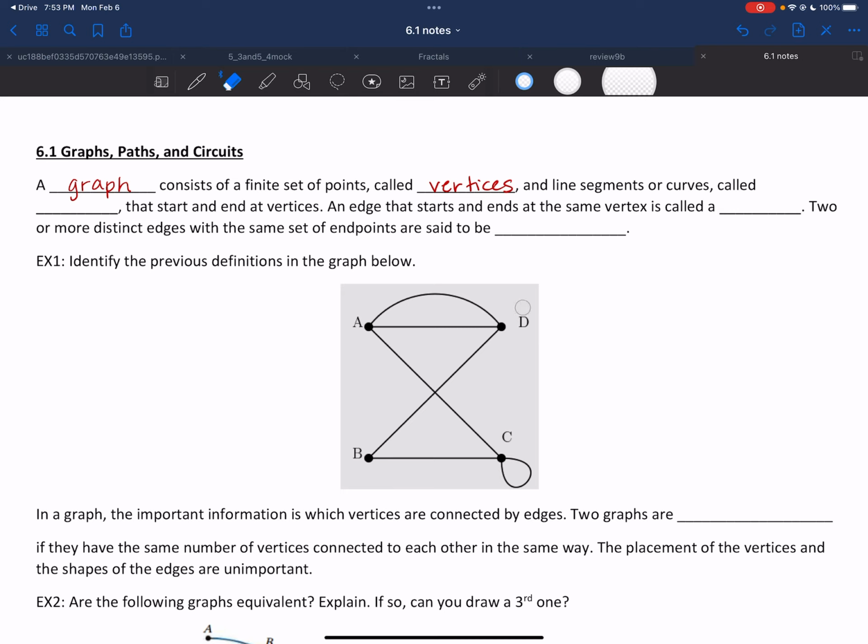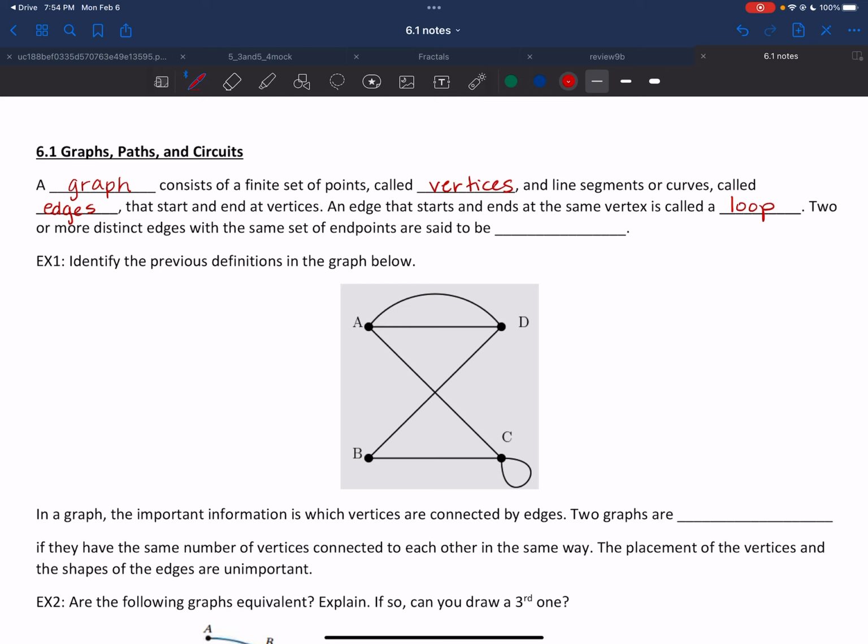And then the line segments or curves called edges that start and end at vertices. An edge that starts and ends at the same vertex is called a loop. So you can see there's one right here. Down here, we have a vertex, and then it takes that edge and comes right back to that vertex. So that's an example of a loop.